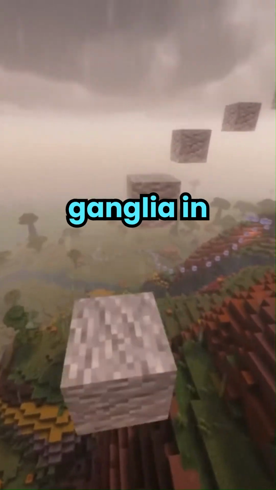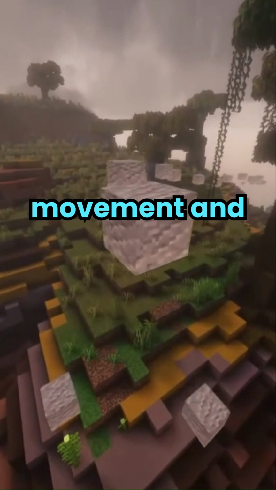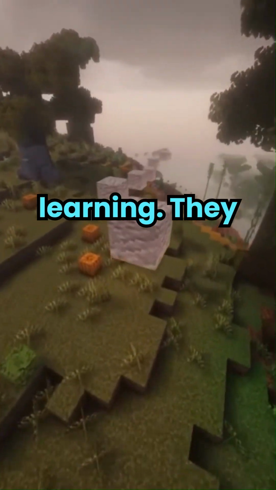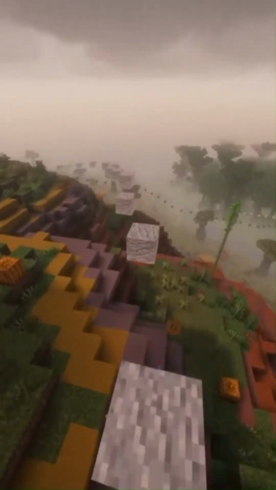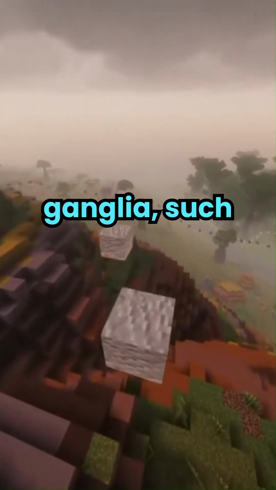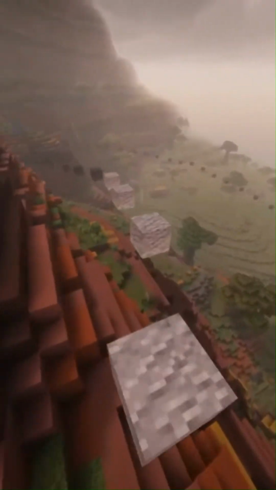The role of the basal ganglia in movement. The basal ganglia are a group of structures responsible for controlling movement and motor learning. They help regulate voluntary movements and ensure smooth execution of actions. Disorders of the basal ganglia, such as Parkinson's disease, result in movement difficulties like tremors and rigidity.